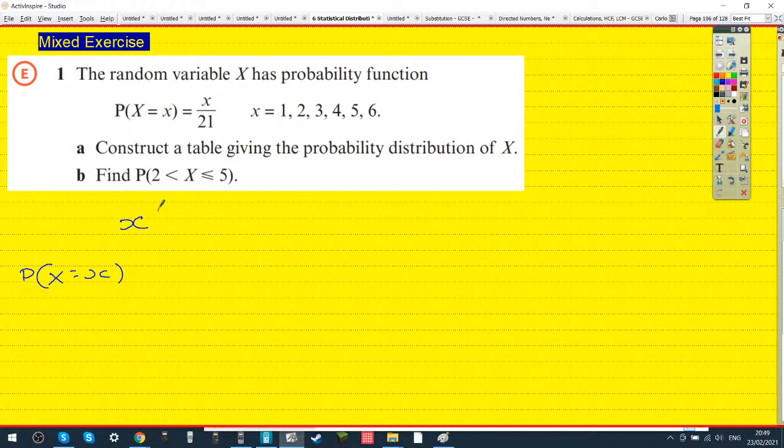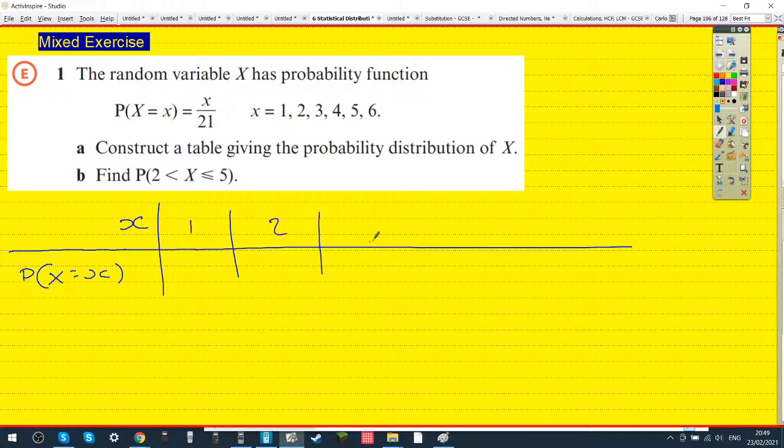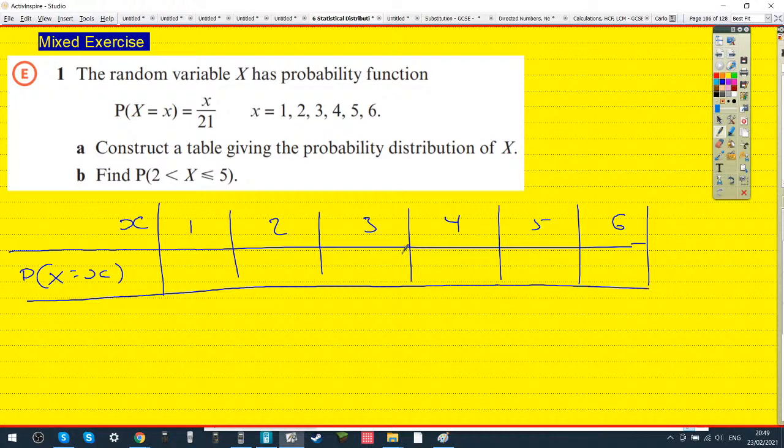Okay, so you'd have x in the top, and it'd go from 1 to 6. And then you'd sub in every number, and put the answer below the number that you subbed in. That's good. So what's the first one? The first one is 1 over 21.